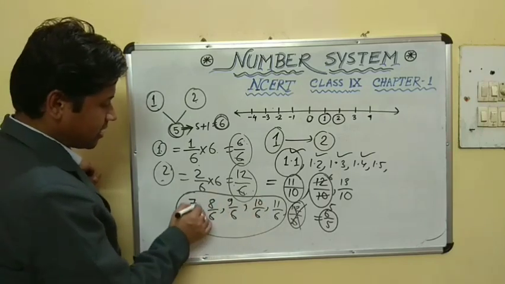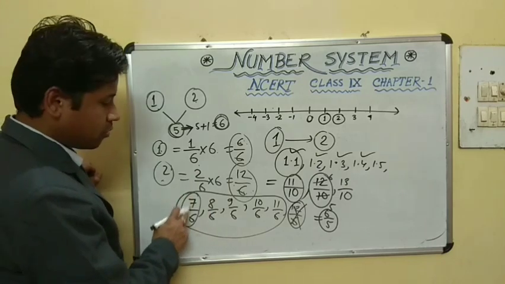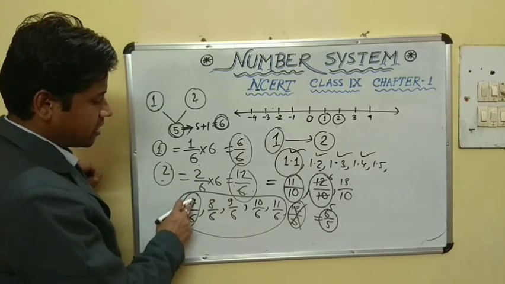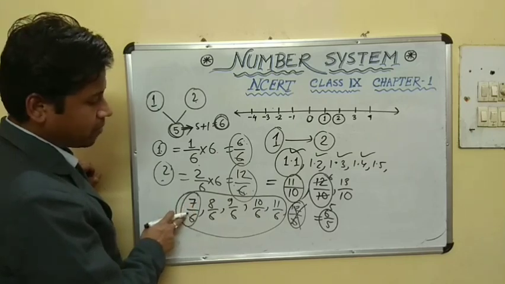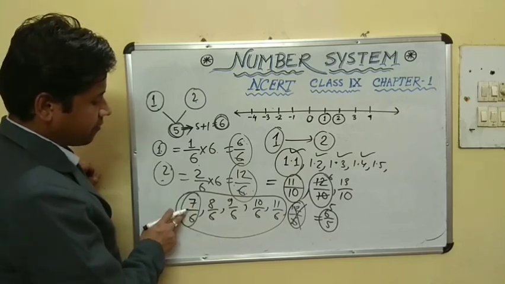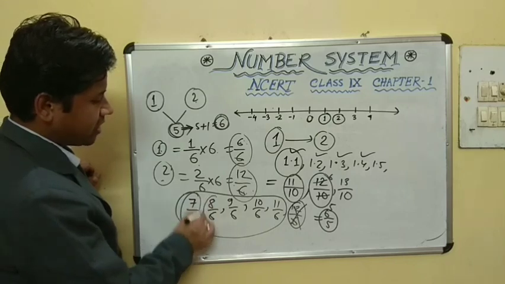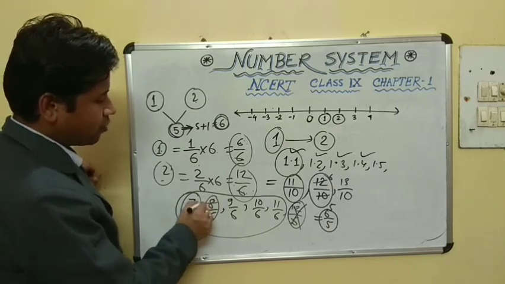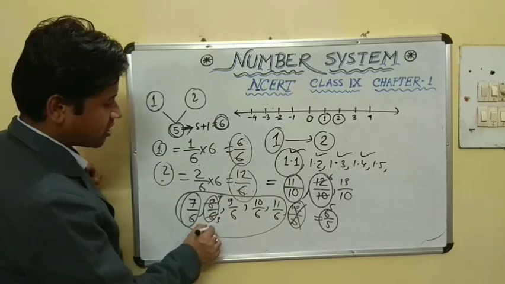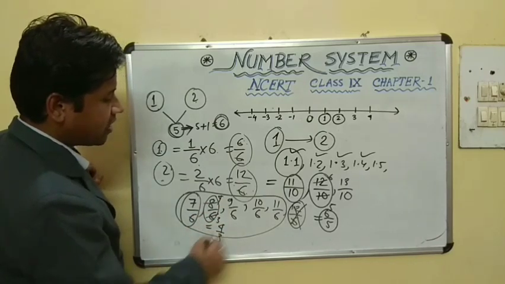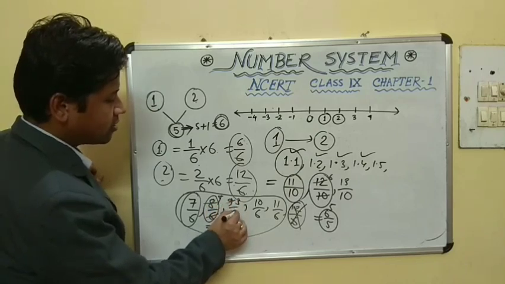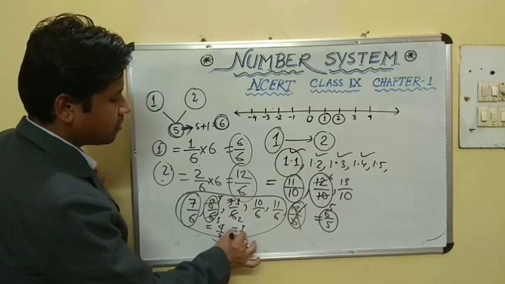But listen: 7 by 6 is in p by q form where both p and q are co-prime, no common factors. But for 8 by 6, I have to reduce it. 2 fours are 8 and 2 threes are 6, so 4 upon 3 will be written here. 3 threes are 9 and 3 twos are 6, so 3 by 2 will be there.